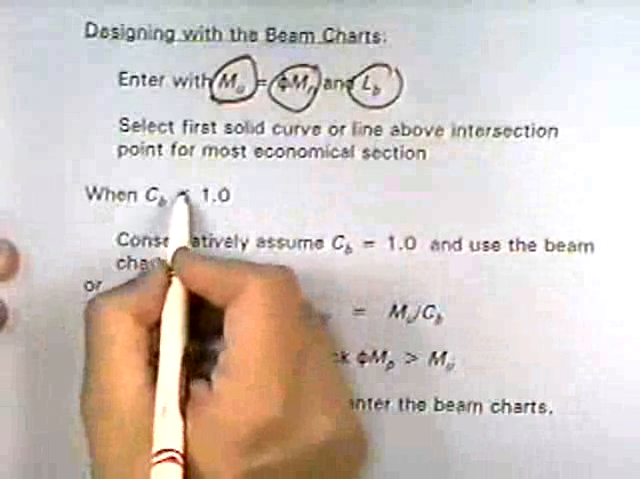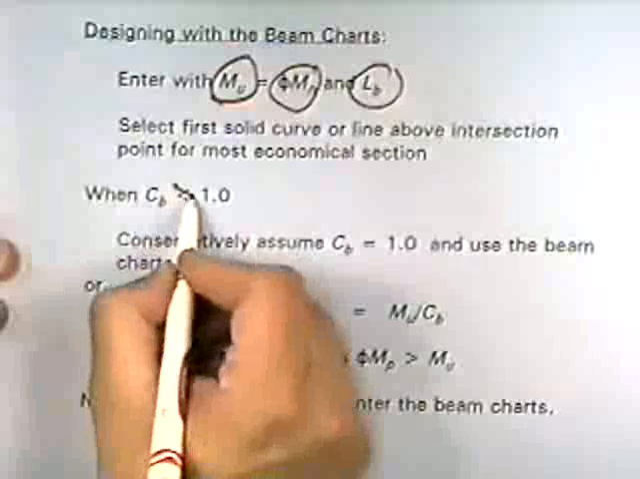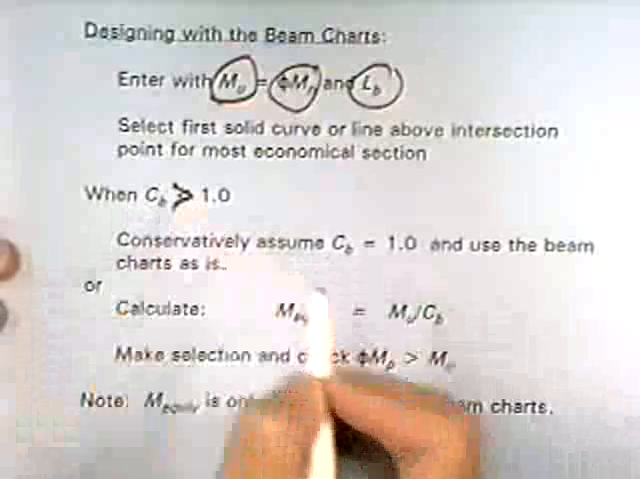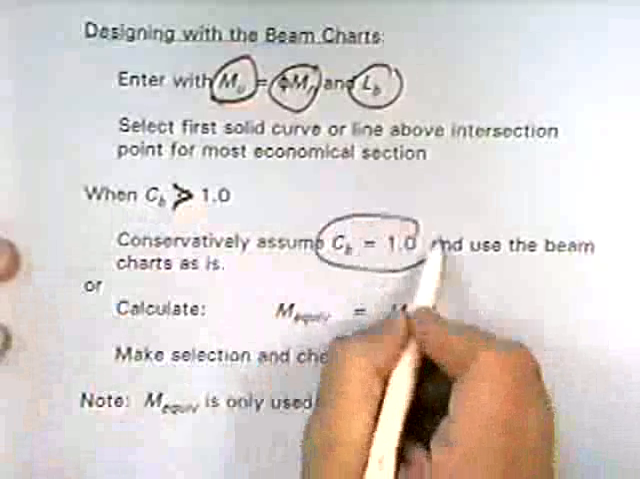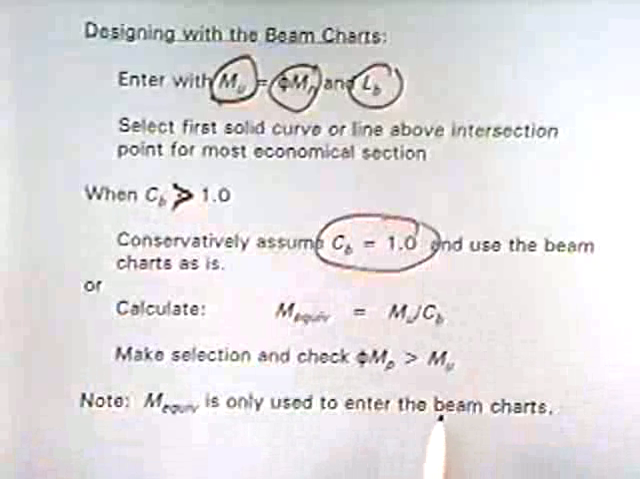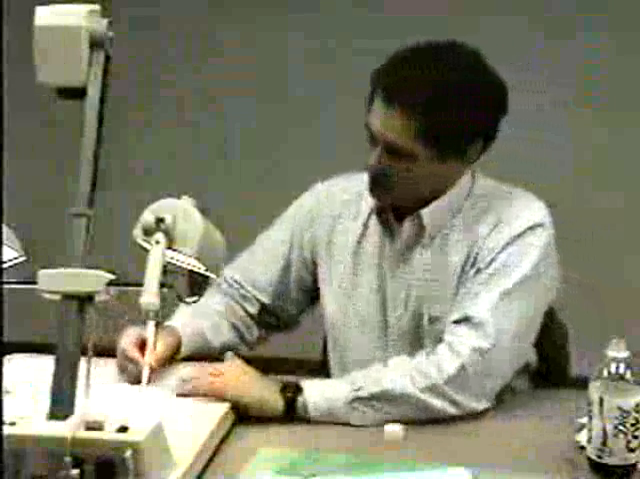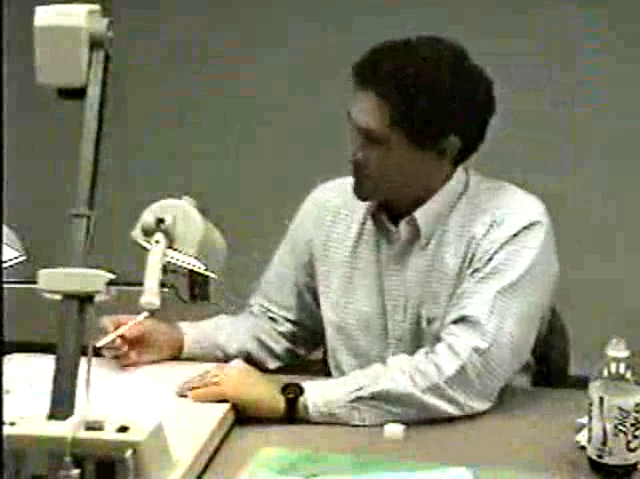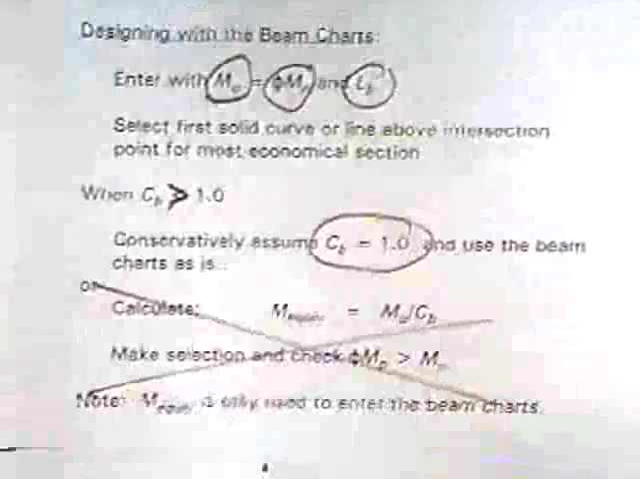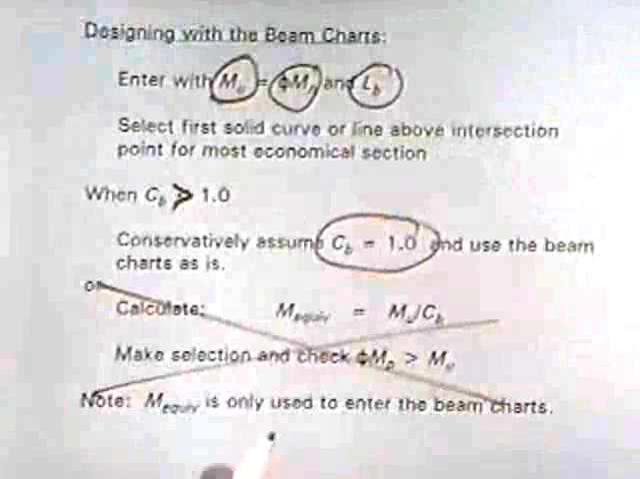Actually, this should be when C sub B is greater than 1. Again, I'm telling you, just go and assume it's always 1. It'll make life a lot simpler. And for the purposes of this exam, forget about this. I probably shouldn't have put it in there.